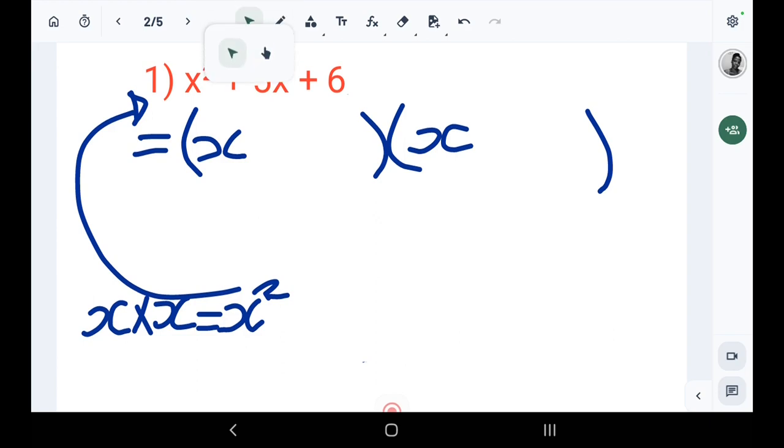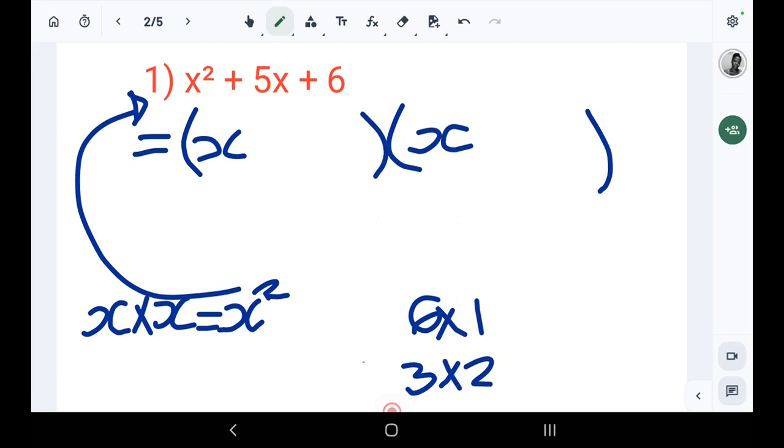Step number 2 is you look at your last term and find factor pairs that when multiplied together give you the last term, in this case 6. So we go 6 times 1, that is the first factor pair, it gives us 6. The second factor pair is 3 times 2. In this case, we only have 2. In some cases, you may have a whole list of them, so list them all from the biggest to the smallest, so you don't miss out on any factor pair that could satisfy the middle term of your expression.